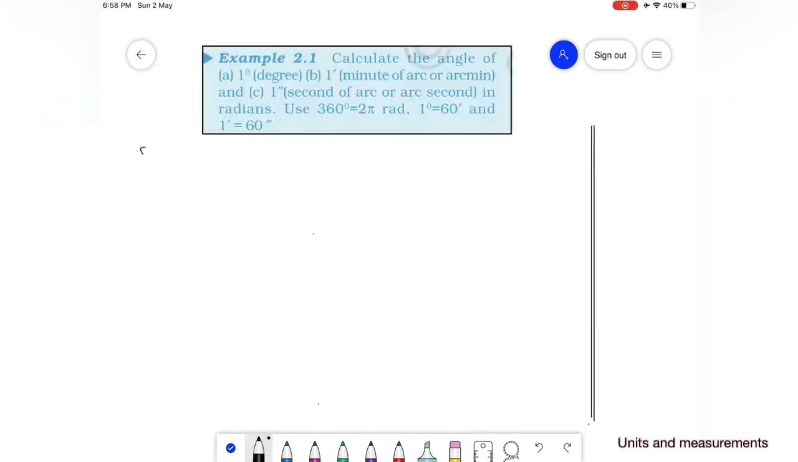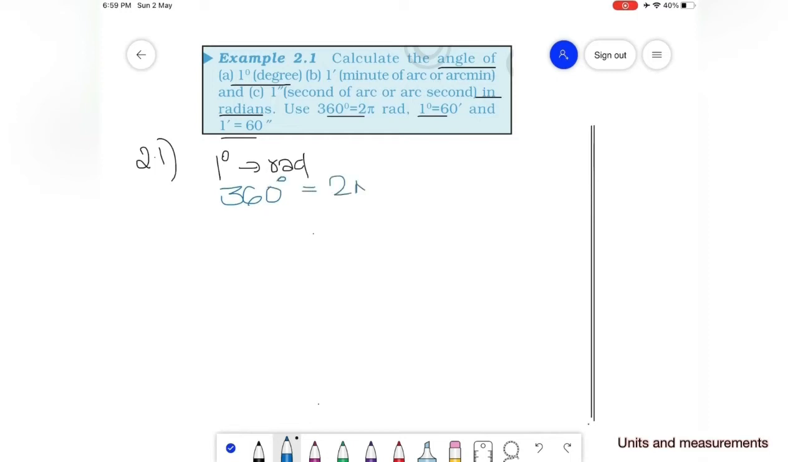Let's solve example 2.1. The first part of the question is, calculate the angle of 1 degree in radians. So using the given information, we are supposed to solve part A. The question here is, convert an angle of 1 degree into radians. Using the given information, 360 degrees equals 2 pi radians, you have to solve this. So how do you find 1 degree from this equation?